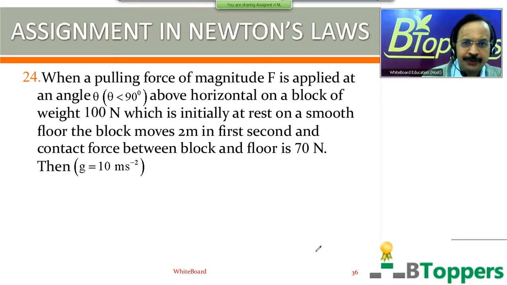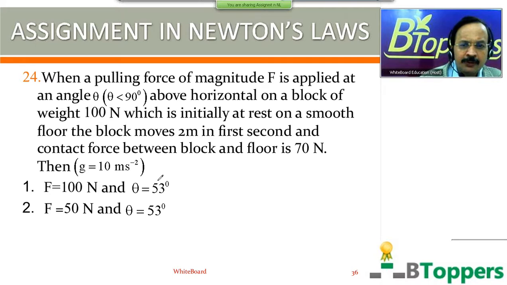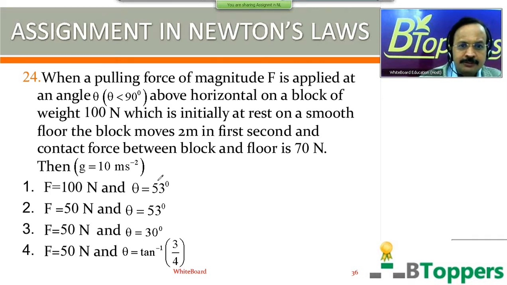See the next question, question number 24. A pulling force of magnitude F is applied at an angle theta above the horizontal on a block of weight 100 Newton, which is initially at rest on a smooth floor. The block moves 2 meters in the first second, and the contact force between the block and the floor is 70 Newton. Then you have to find F and theta in the problem. You are given the weight of the block, and you are given the magnitude of the contact force between the block and the floor.